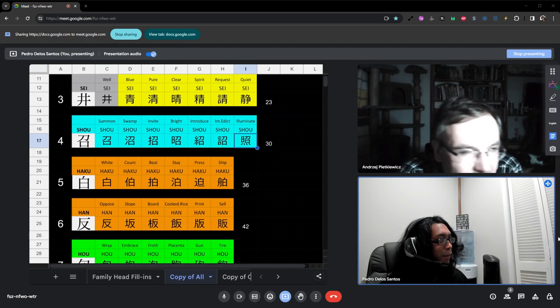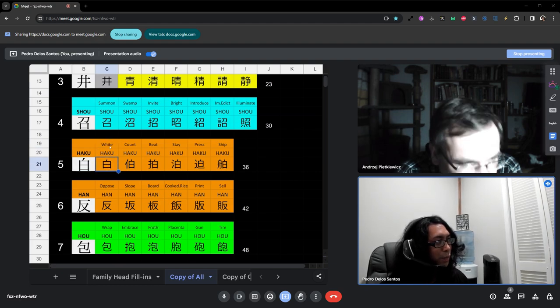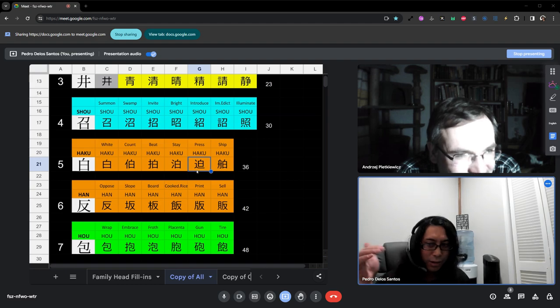Okay, so next family, we're already at 36. We have haku. This means white by itself. It's also shown by the first one. But then you have person. You add person, aggressive hand, water. This is a road or a path.